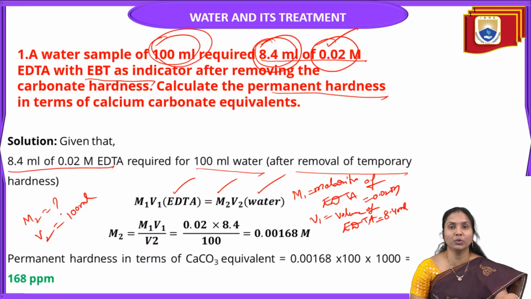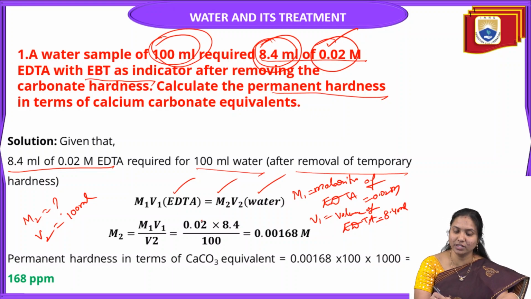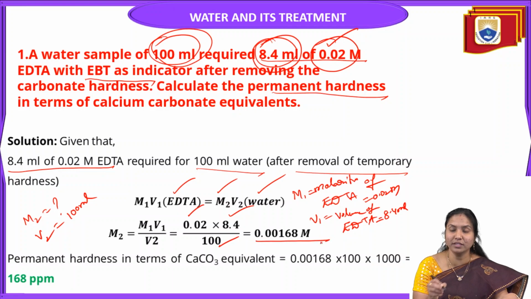So what is the formula? M2 equals M1V1 by V2. We can substitute all the values in this formula. Here M1, the molarity of EDTA, is 0.02, V1, the volume of EDTA, is 8.4, and V2, the volume of the water sample, is 100 ml. After calculation, we get the molarity of the water sample as 0.00168 M.